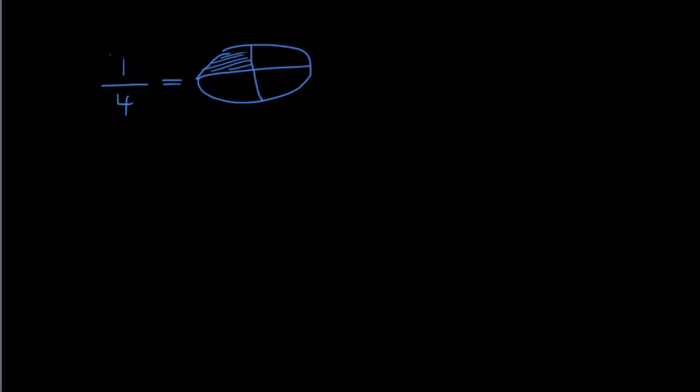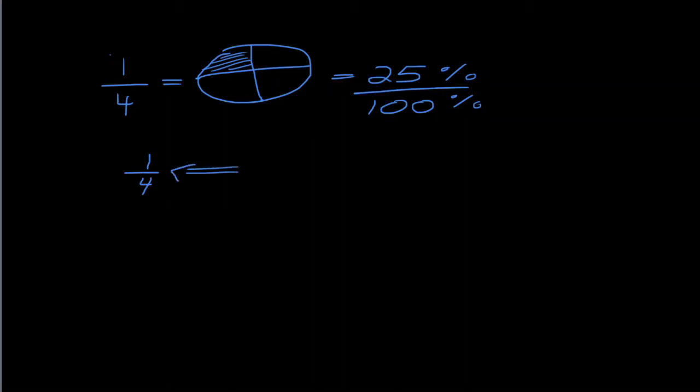1 over 4 can also be written as a percent, which is 25%. Because what is 25%? 25% is the same thing as 25 over 100, which is a quarter. So in this case, this is called an equivalence. So 1/4 is actually the reduced version of 25 over 100. So how do we reduce 25 over 100 into 1/4?